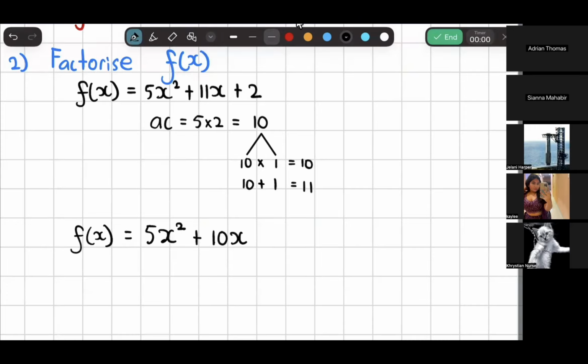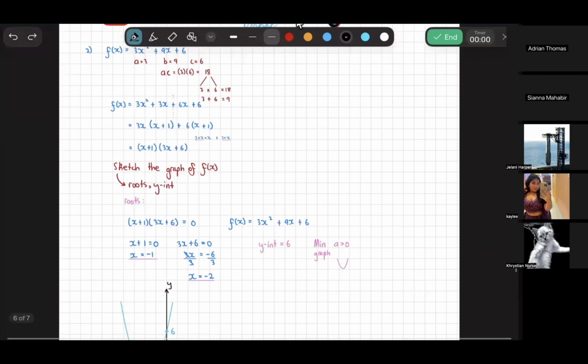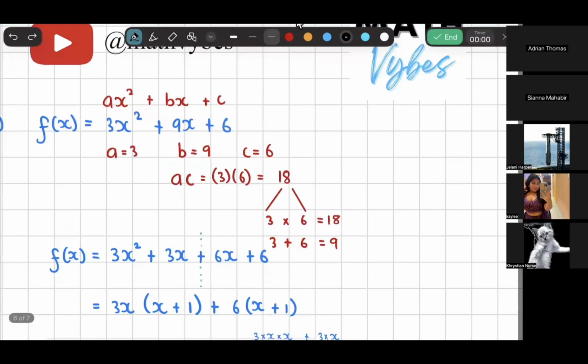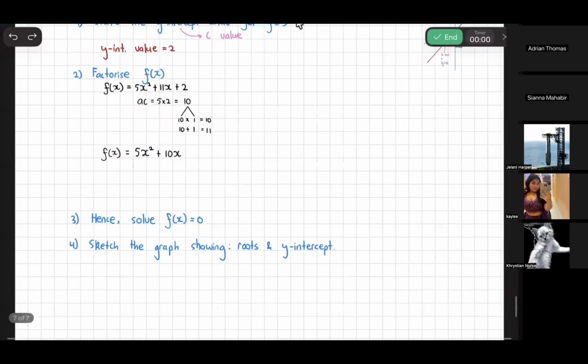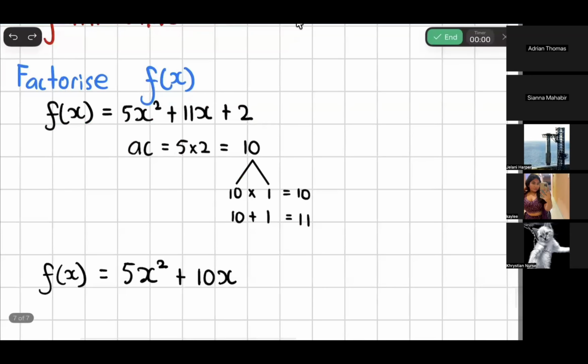So the whole point of this is that we're splitting up the middle term into an equivalent sum of two other terms. So look at our previous example, right? Instead of writing 9x, what did we write? We wrote 3x plus 6x. Right. And where did we get the 3 and the 6 from? From the 9. Right. So look at this.